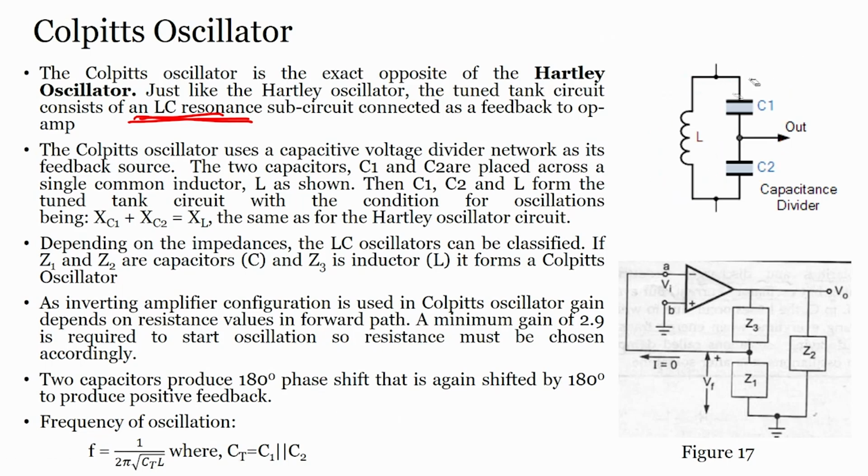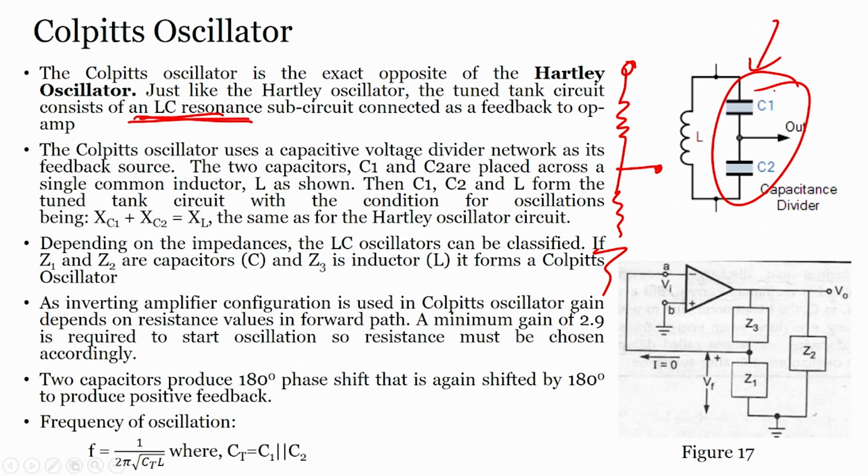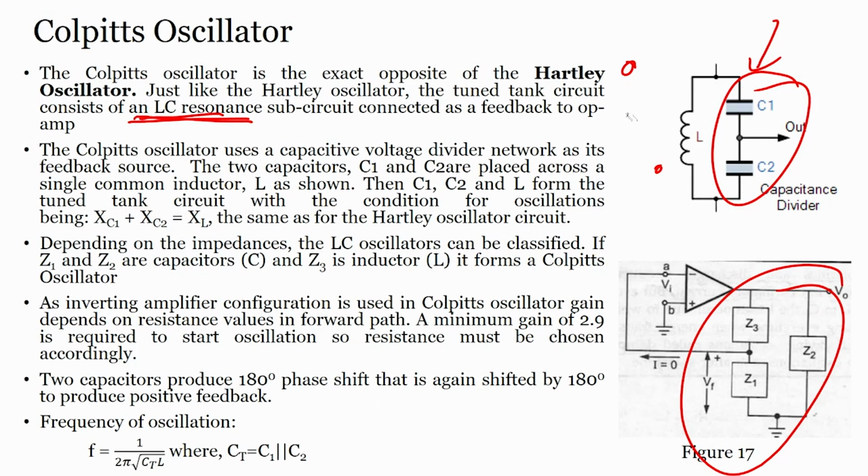If you look just at the capacitance, this is nothing but your capacitance divider. You have seen a resistance divider. Instead of resistance, I am using the capacitance, so it is a kind of capacitance divider. Same circuit here, an equivalent or representative circuit. The Colpitts oscillator uses a capacitive voltage divider network as its feedback source.